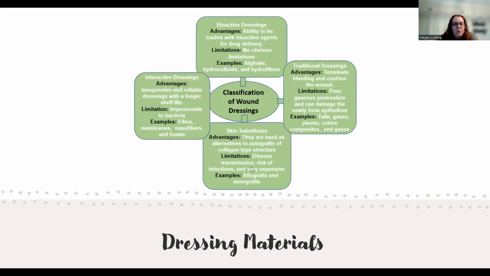Now your skin substitutes can be like a skin graft, right? So it could be an autograft, which comes from yourself, or an allograft, which comes from someone else, another human, and a xenograft would be from another animal, okay? Then you have interactive dressings that are reliable, with a longer shelf life. You've got different types of foams and films that are going to promote healing in that way. And your bioactives, alginate, hydrocolloids, these are good for especially burn patients.